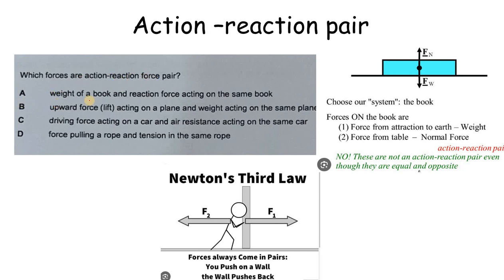Option A: the weight of the book and the reaction force acting on the same book. Option B: the upward force acting on a plane and the weight acting on the same plane. Option C: the driving force acting on the car and the air resistance acting on the same car. And the last one: the force pulling a rope and the tension in the same rope.